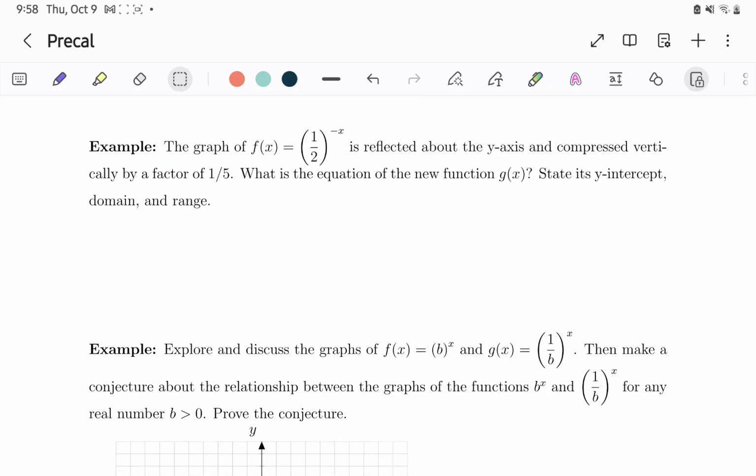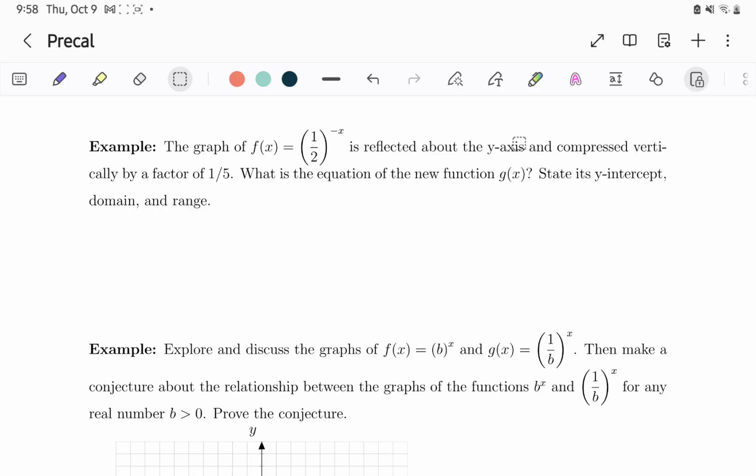In our next example, we are told that the graph of f of x equals 1/2 to the minus x is reflected about the y-axis and compressed vertically by a factor of 1/5. What is the equation of the new function g of x? State its y-intercept, domain, and range.